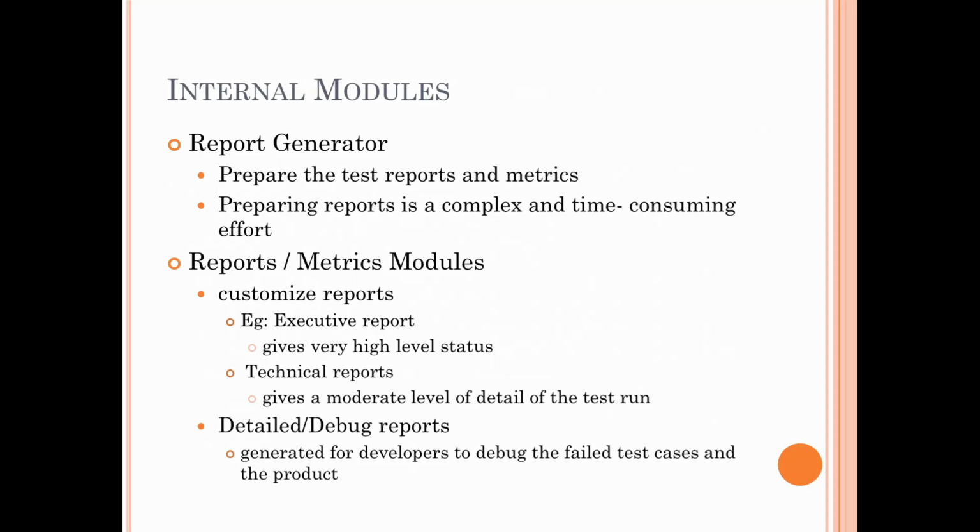We can get two types of reports from the software testing framework. One is the customized report, such as the executive report, which is suitable for high level officials. It gives the outline of the testing process and it helps the managers to understand the problems that are found through testing. Then technical reports, they are in the middle level, they are helpful for the testers. The detailed or debug reports can be generated through the software testing framework. It helps the developers to fix the defects in the product.